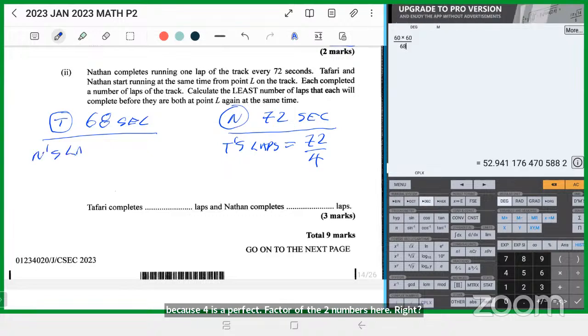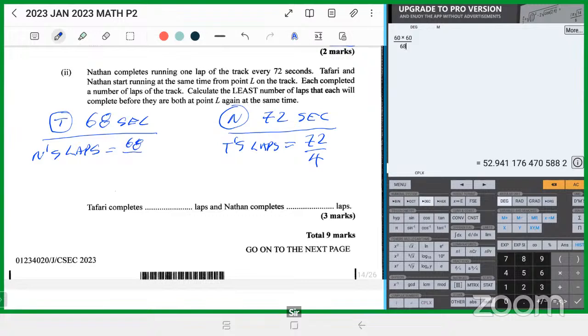Sir, how do you know that they're doing 4 laps each? I didn't say they're doing 4 laps. I said they're doing a 4 seconds difference per lap. One is doing 72 seconds per lap. The other one is doing 68 seconds per lap. That's a 4 seconds difference. You understand? Each lap, one is doing 72 seconds, and the other one is doing 68.